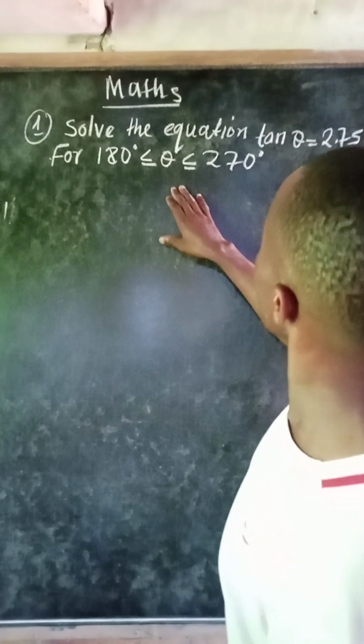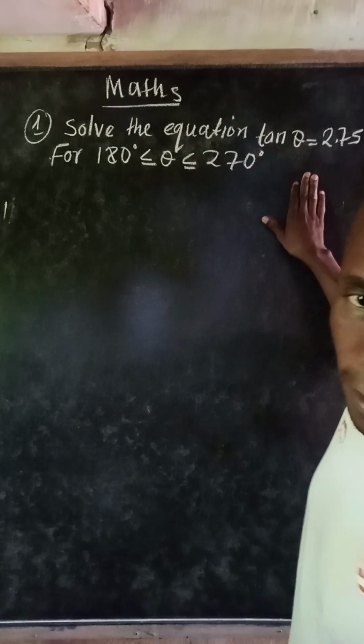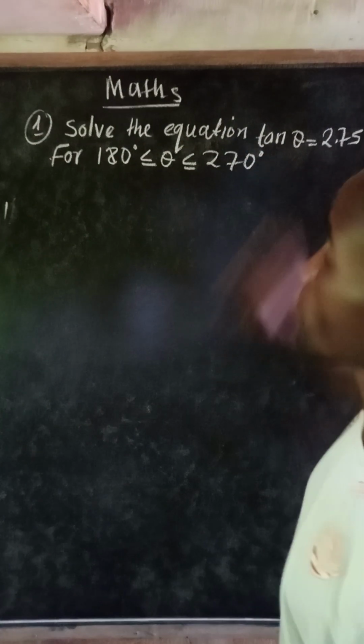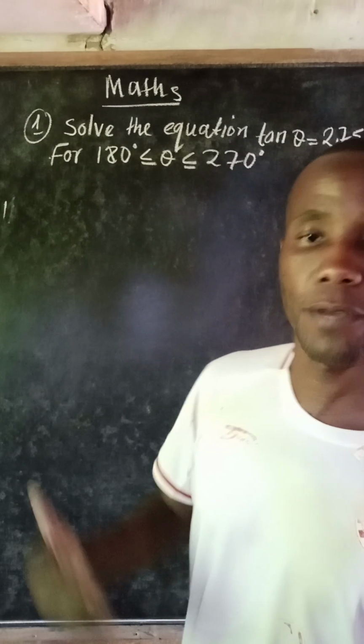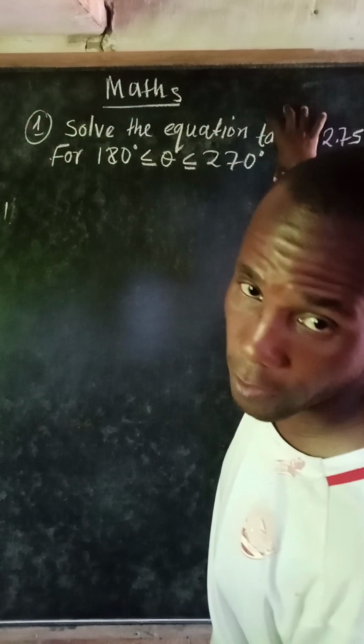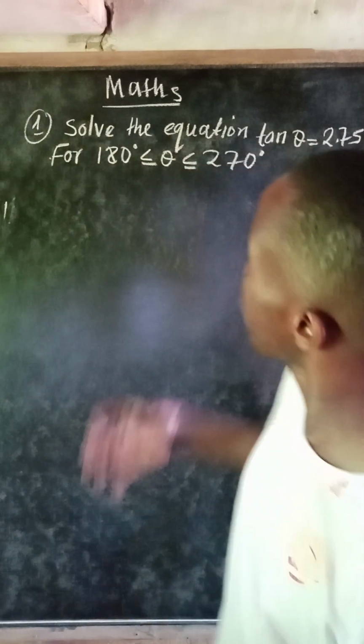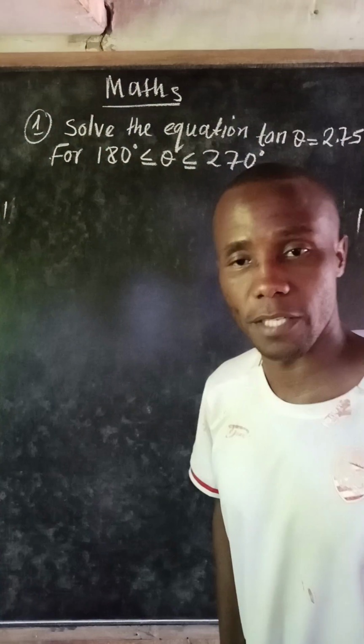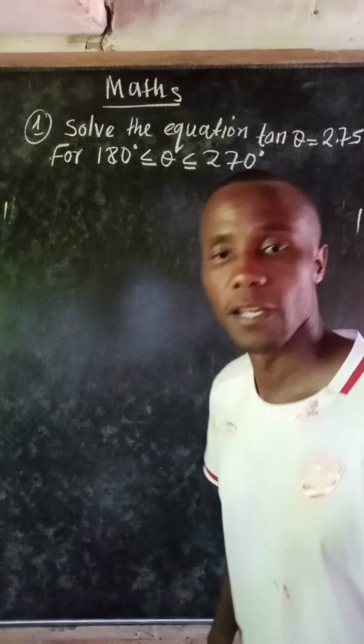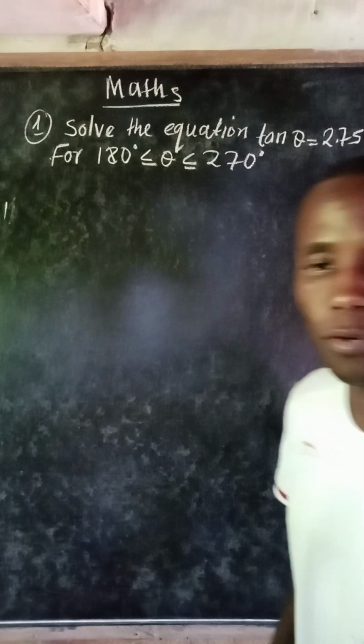So now when you look at this question, this is tan theta. So it means we are talking about the trigonometric equation, because these are trigonometric ratios. So from there, you'll be able to know. Now from there, we can face the actual question. Let us see how we are going to handle it.